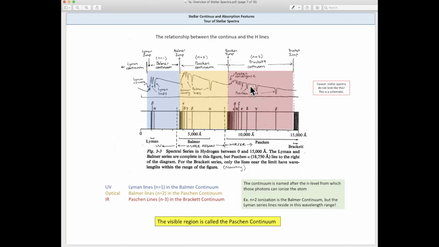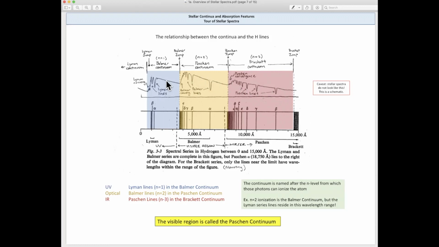Okay, let's go to the infrared. This is the Paschen series, and it's in the Brackett continuum. So here you have Paschen alpha, beta, gamma, delta, et cetera. You have the Paschen jump. So these are now photons capable of ionizing n equals 3 neutral hydrogens. So it's called the Paschen continuum.